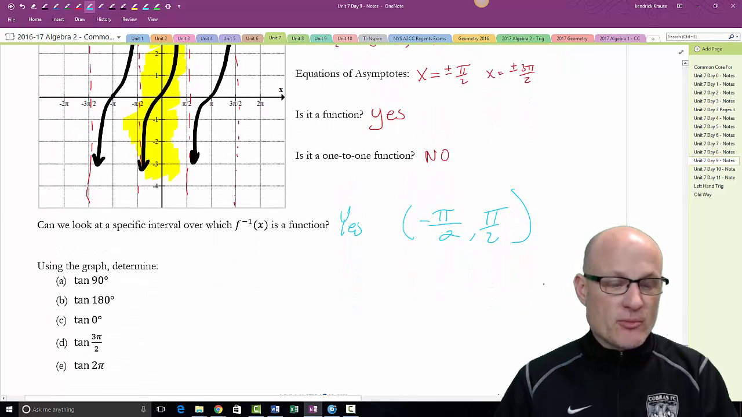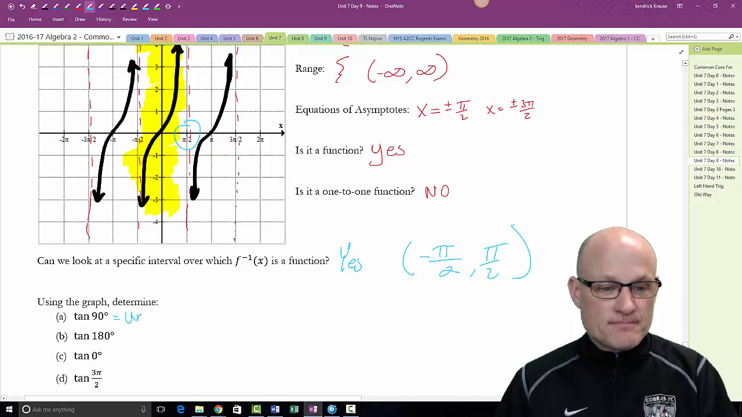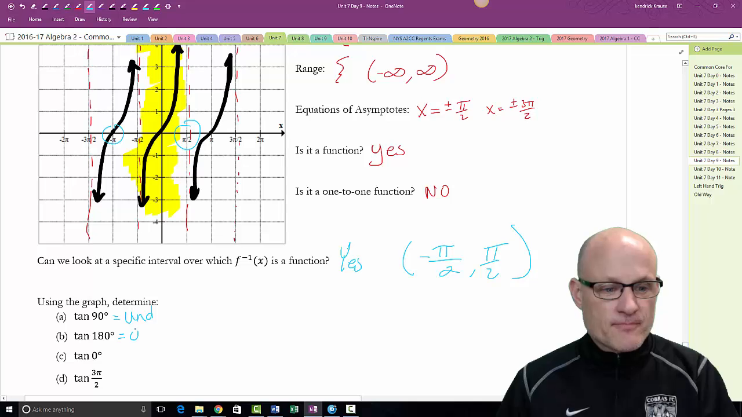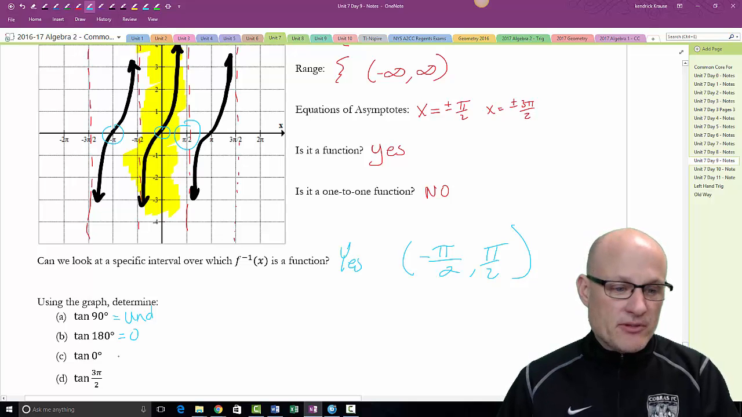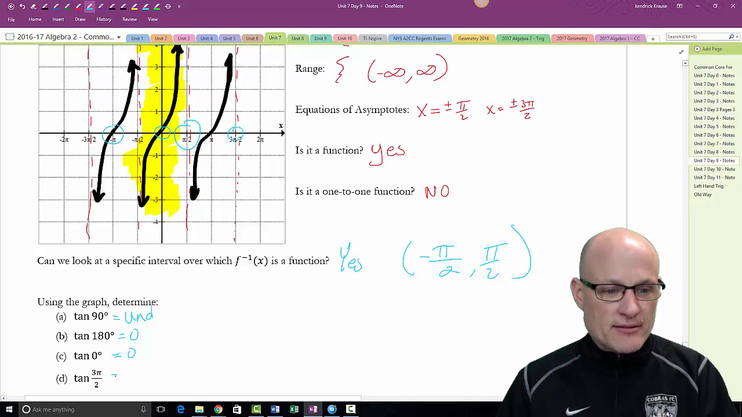Use the graph to determine. All right, so tangent of 90 degrees. 90 is pi over 2. That's undefined. How about 180? Well, that would be 0. How about the tangent of 0? That'd be 0. And finally, 3 pi over 2, again, undefined.